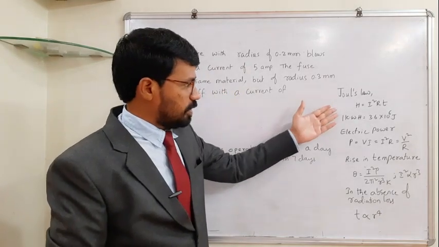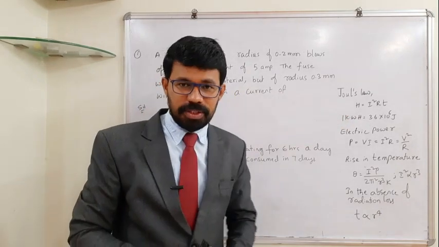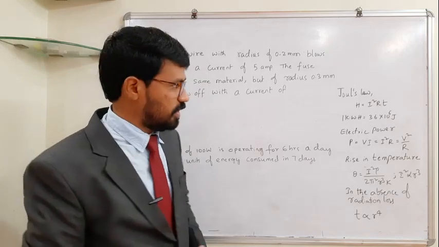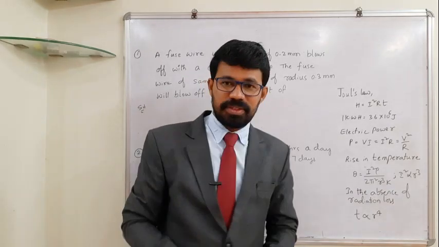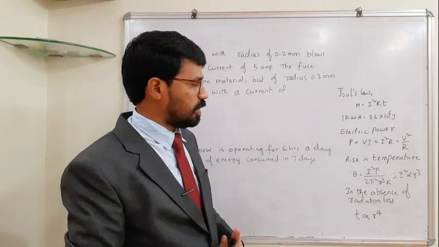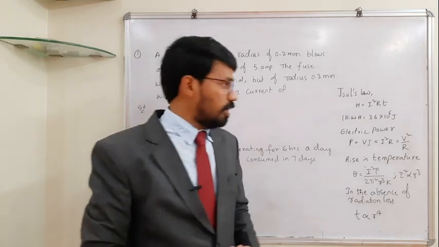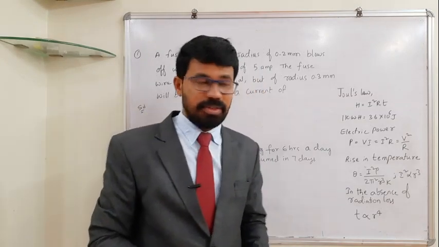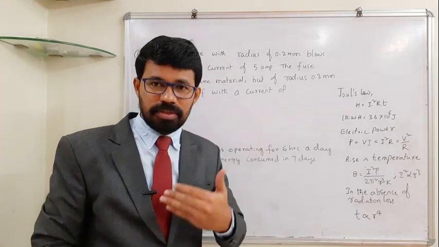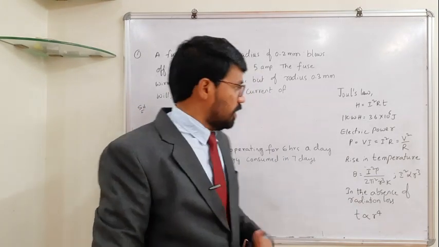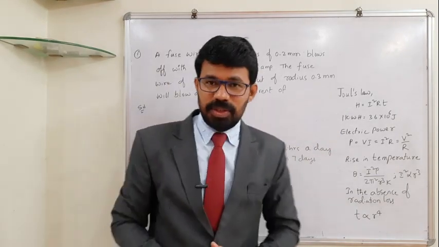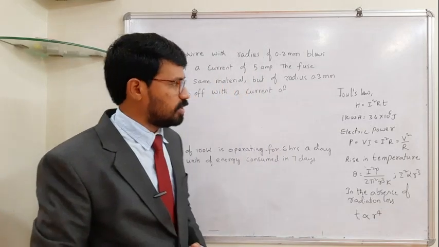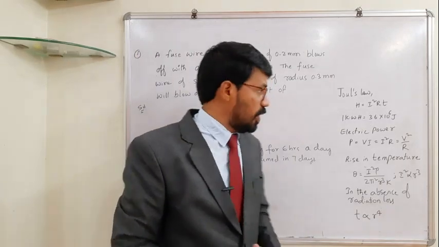We started in the previous session with Joule's law. Heat energy produced is expressed as I square RT, where I is the current passing through the load, R is the resistance of the load, and T is the time for how long the current is maintained in the load. 1 kilowatt hour, the unit of energy, is equal to 3.6 into 10 power 6 joules.